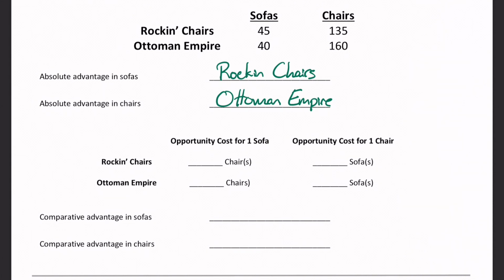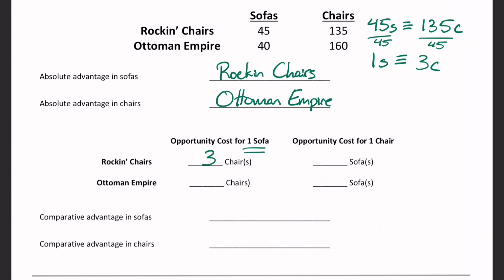So let's start with Rockin' Chairs, right? We're going to set these things equivalent. They can produce either 45 sofas, and that takes the same resources as producing 135 chairs. Now we want to get this to just say one sofa. What is their opportunity cost for just one sofa? If they just wanted to produce one more sofa, how many chairs would they have to give up? What we do is we divide both sides by 45. 135 divided by 45 is 3 chairs. And so the opportunity cost for Rockin' Chairs for one sofa is 3 chairs.